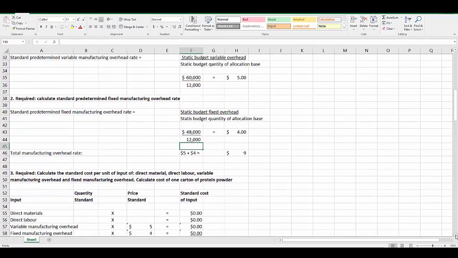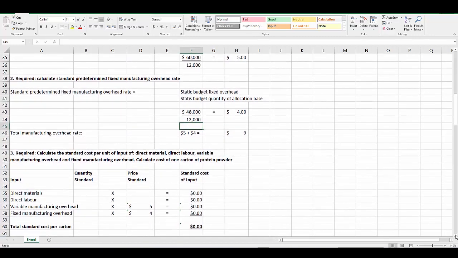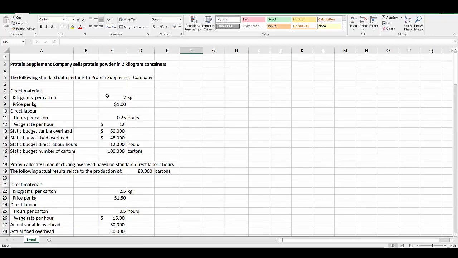So the next one we're going to look at is calculating what is the standard cost per unit of input, looking at your materials, your labor, your variable overhead, and your fixed overhead. So what we want to do is calculate the cost to produce 1 carton of your protein powder. So the first thing we're going to do is take the information that we have been given in the problem. So this is the standard data. This is the dollar amounts and the quantities that should be used to produce 100,000 cartons.